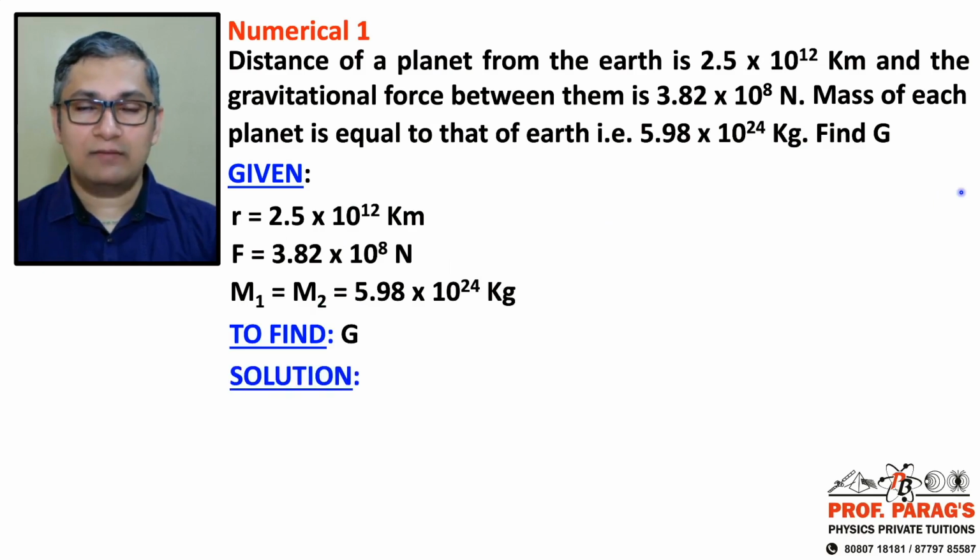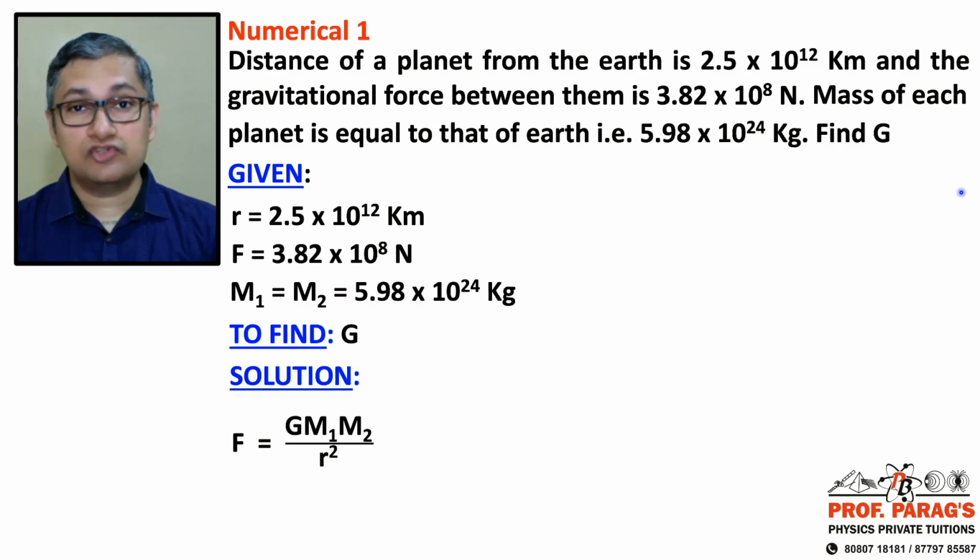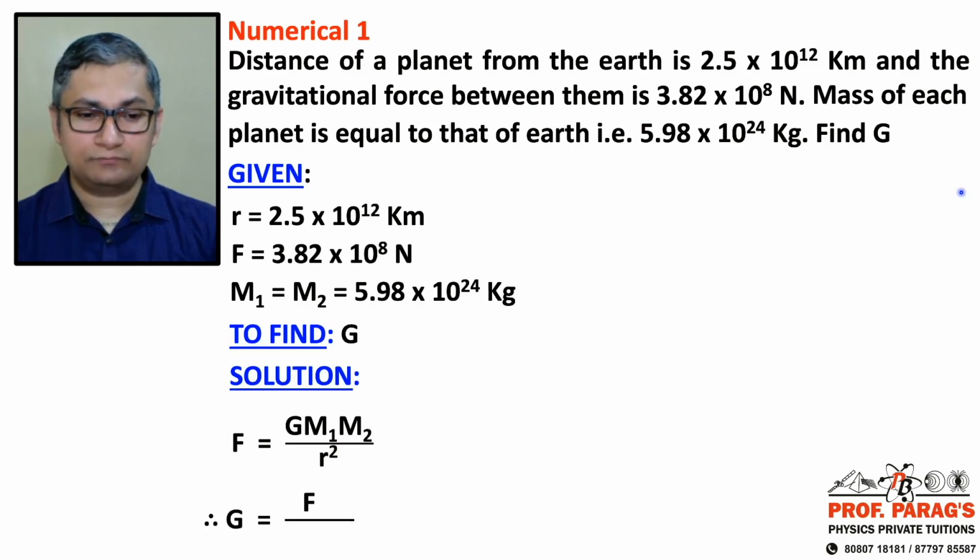So we know the formula. Basically, we are going to use Newton's law of gravitation: F = G M1 M2 divided by R square. If I want G, let's gather all the other terms together. I can keep G on one side, and R square goes in the numerator, so it becomes F R square, and M1 M2 comes in the denominator. So G = F R square upon M1 M2.